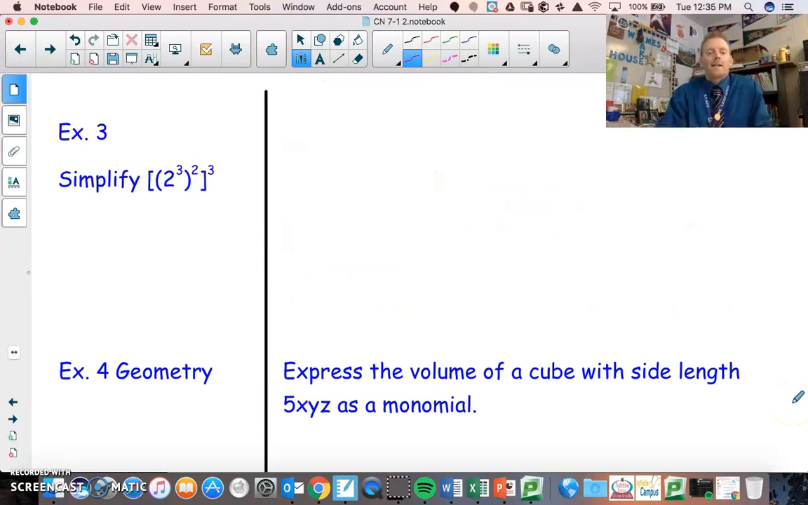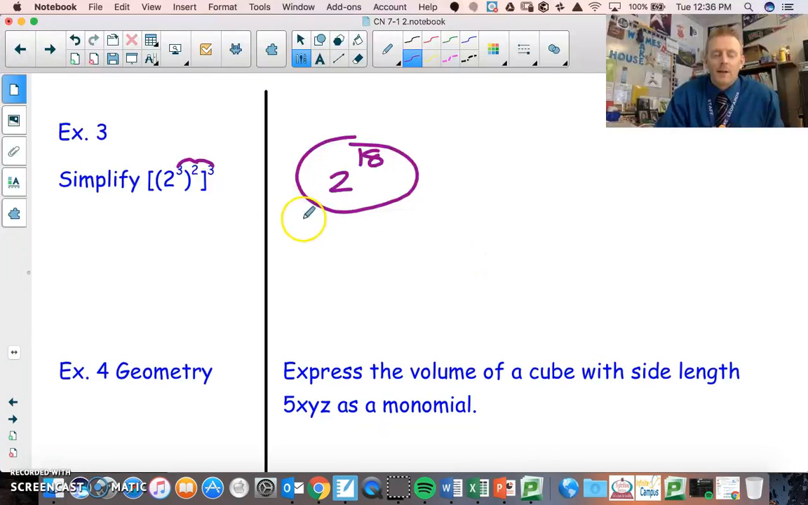So let's see if we can go that same idea here. Now we're going to have some daisy chains together. So we have a 2 to the 3rd to the 2nd to the 3rd. So I'm going to work from outside in. I'm just going to multiply 3 times 2, which is 6, and 6 times 3, which is 18. So we just get a straight up 2 to the 18th power. And again, an exponent to an exponent, you multiply.